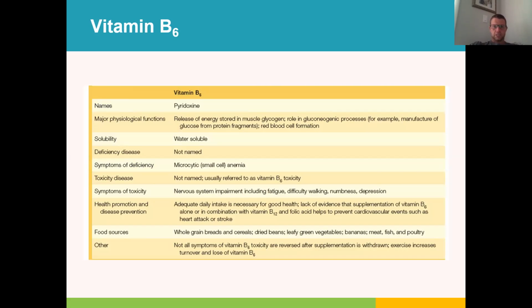Health promotion and disease prevention. Adequate intake is necessary for good health. Lack of evidence that supplementation of B6 alone or in combination with B12 and folic acid helps prevent cardiovascular events such as heart attack or stroke. Food sources: again, whole grain breads and cereals, dried beans, leafy green vegetables, bananas, meat, fish, and poultry. Not all symptoms of B6 toxicity are reversed after supplementation is withdrawn. So again, you might have permanent issues after that.